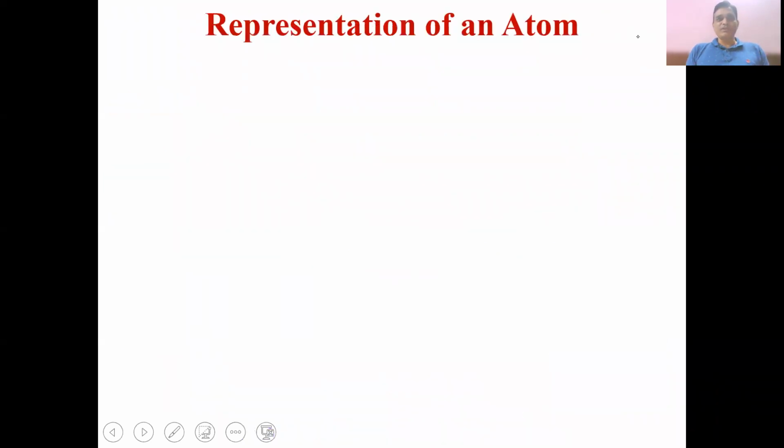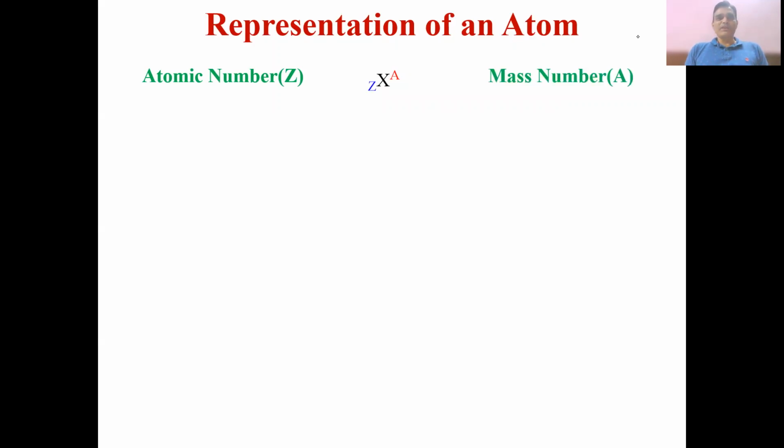So first of all, we will discuss the representation of an element, meaning how we can represent an atom of an element. An element is generally represented by capital X, while Z is written as a subscript and A is written as a superscript, where Z is the atomic number, which is written as a subscript, while the capital A represents the mass number, which is written as a superscript.